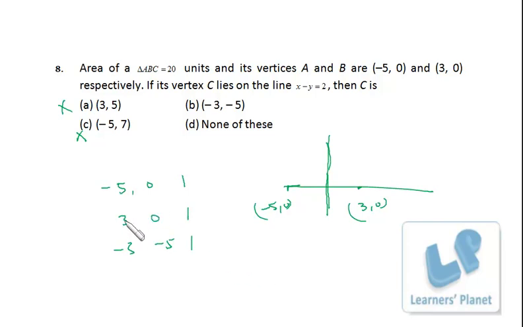It should be 40 because half of that should be 20. So minus 5 into this, minus this into this, so it is 5, then this cancelled, then plus 1, minus 15, only minus 15. So it is minus 25, minus 15, that means minus 40, modulus will be 40, 40 by 2, 20, so this is the correct option. So this is one more way to solve the problem.